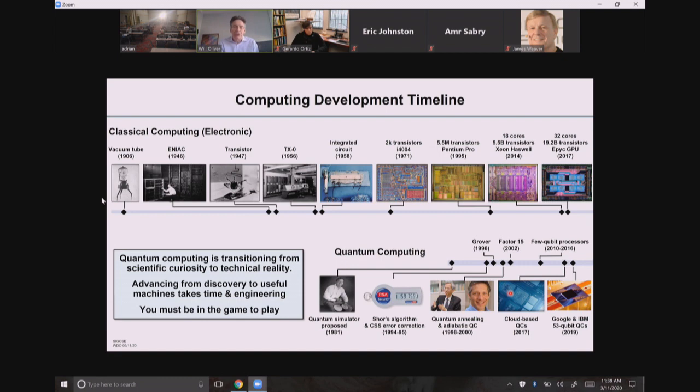It takes abstraction and it takes engineering. And I guess the other point to make is that you must be in the game to play. And maybe it's not a surprise that the United States has many of the companies that led the information processing revolution last century because we were in it so early on.